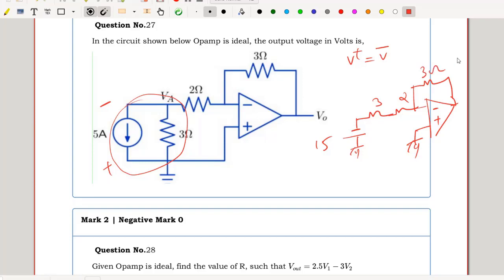So it's an inverting amplifier. So this node potential is nothing but minus 15 with respect to ground. The series resistance will add up, 3 plus 2 is equal to 5. So V out is nothing but the voltage gain, minus 3 divided by 5, multiplied by the input, minus 15. So that will give me minus 3 times minus 3, that's equal to 9 volts.